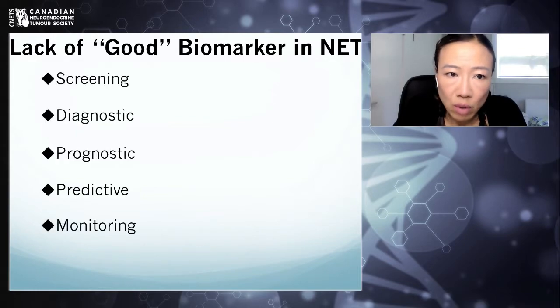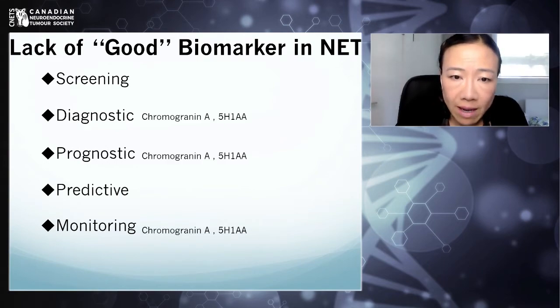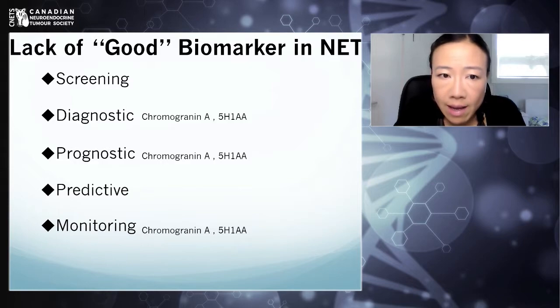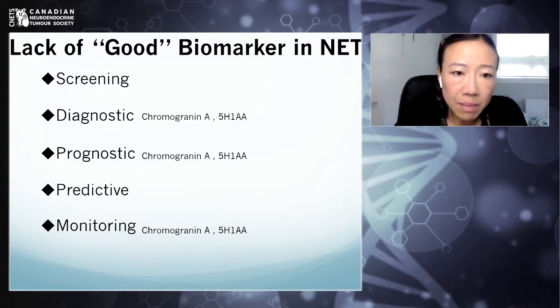In neuroendocrine tumor, we unfortunately do not have a screening biomarker. Therefore, we see a lot of patients unfortunately diagnosed at a later stage when their cancer has already metastasized to other places. We do have chromogranin A and 5-HIAA. I repeated this multiple times. We use these two biomarkers for diagnosis, and sometimes we also use them for prognosis.